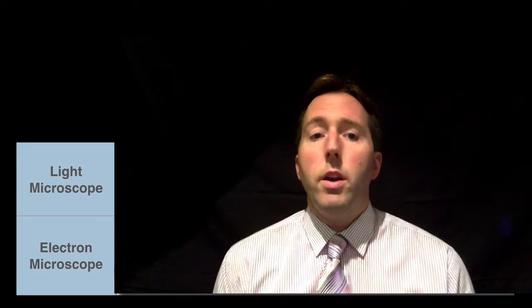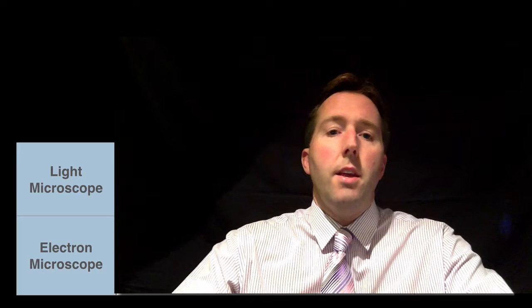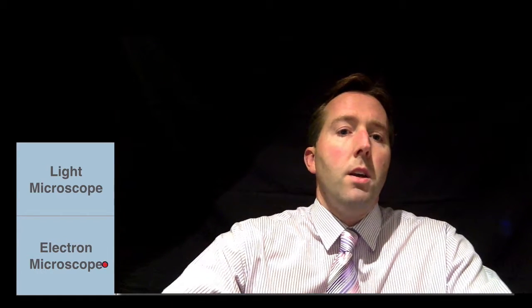Now, microscopes are a vitally important tool if you're a biologist. You use them to study small things, so they're really important for microbiology, so studying very small biological things, small living things. There are basically two types of microscopes. One is the light microscope, and the other is the electron microscope.